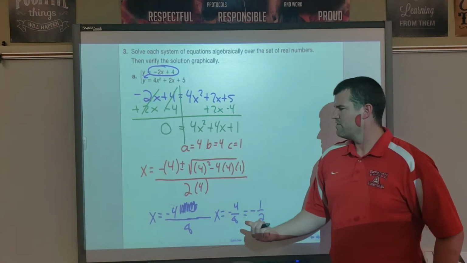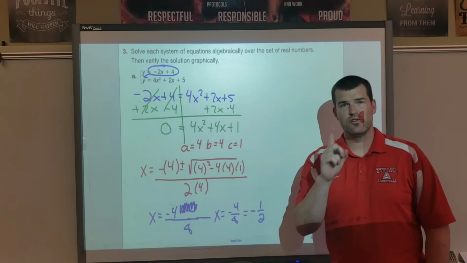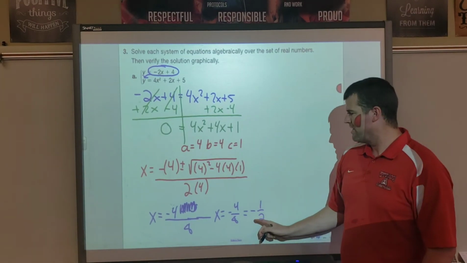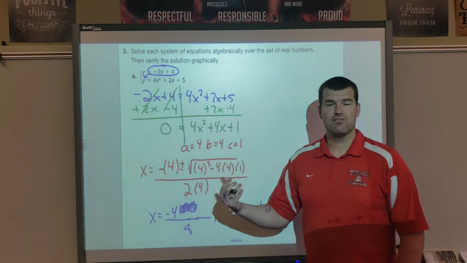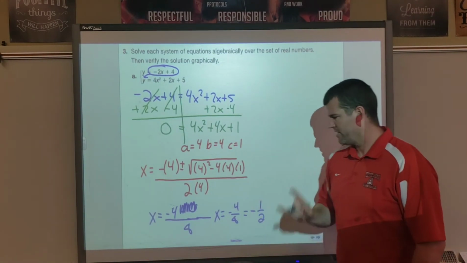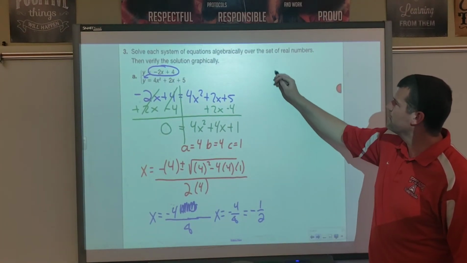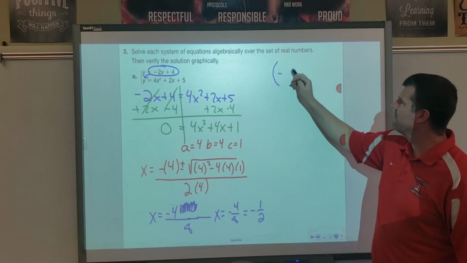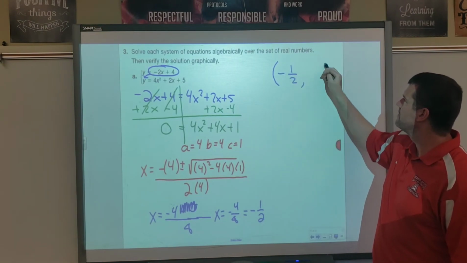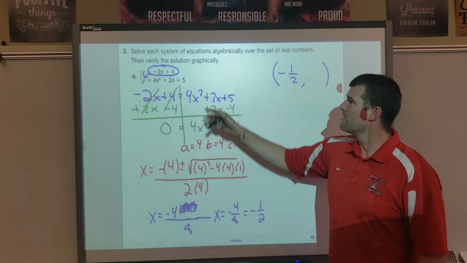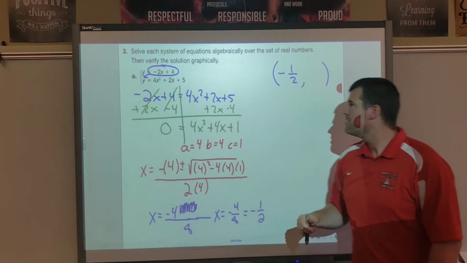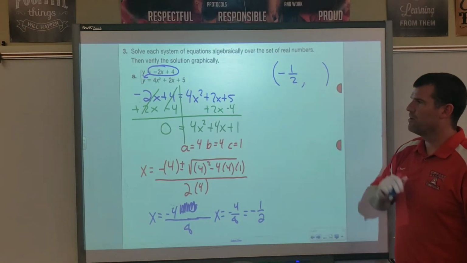So this was one of those kind of unique ones where we actually only got one solution, right? There was only one x value, and it was because our square root was 0, right? Our discriminant was 0, so we only get one solution. And we know that our x value is negative 1/2. But we also know that we need to find the ordered pair where these two graphs will cross. So I still need to find the y coordinate.